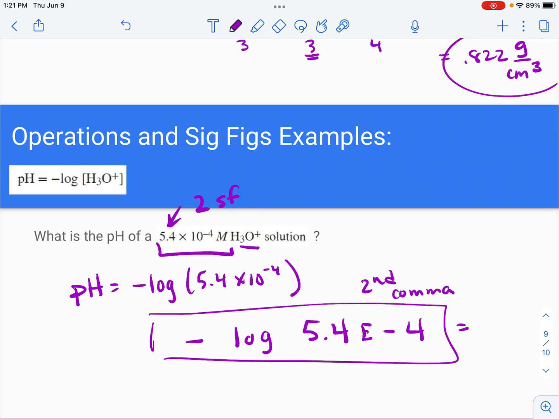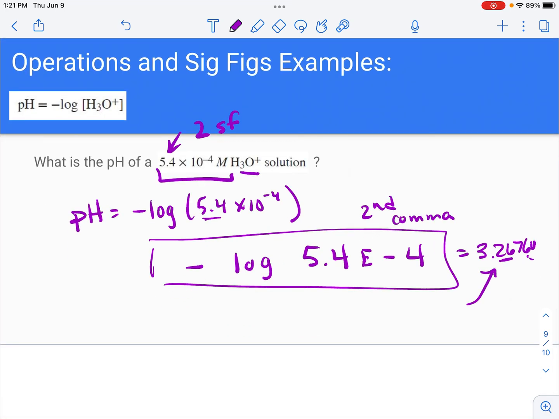The negative log of 5.4 times 10 to the negative 4th is 3.2676, some more numbers. I need to notice that I have 2 significant figures, and in here, the only things that are significant are the ones after the decimal. I keep everything ahead of the decimal, but I stop after my 2 significant figures. So these 2 digits are my 2 sig figs. So if the pH has 2 significant figures, it's going to be 3.27.